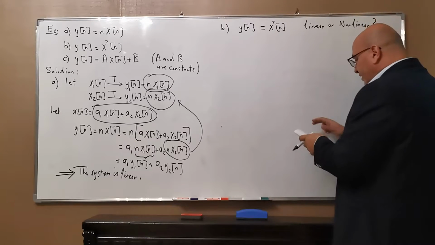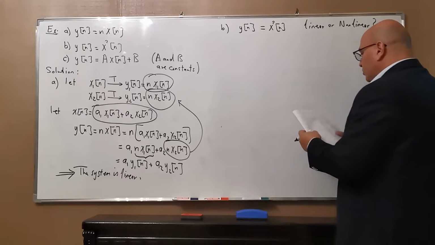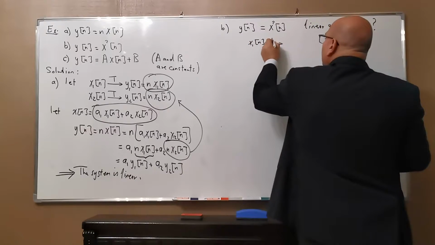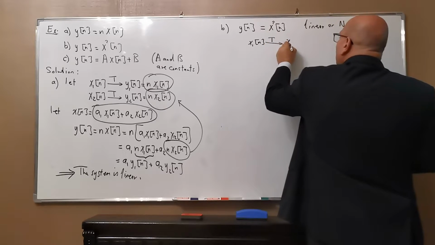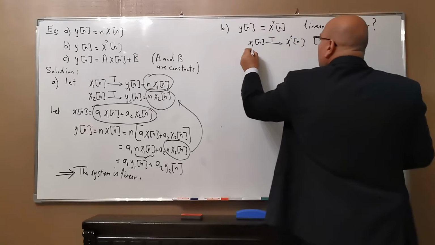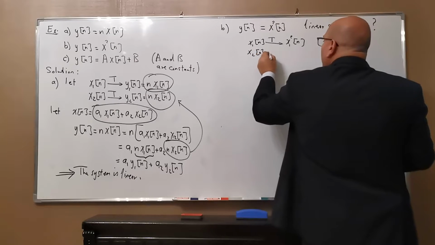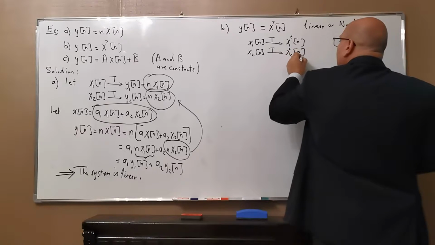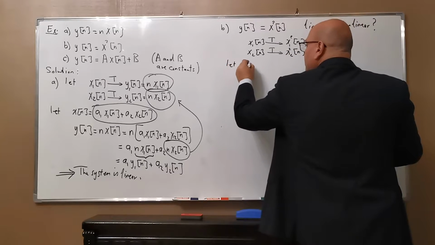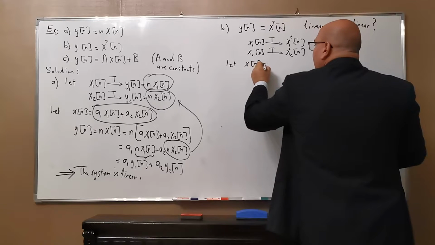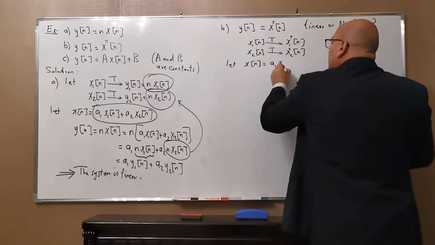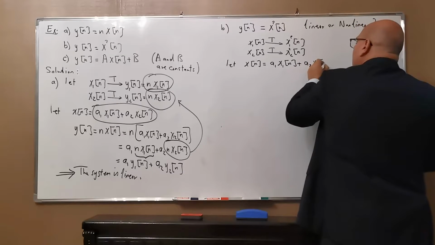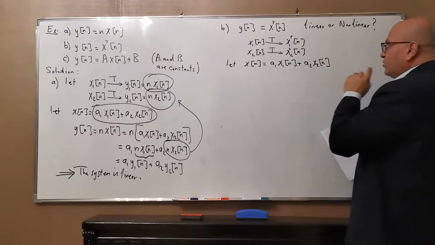So, take x1 to be an input to the system. So, x1 of n applied through the system to get x1 squared of n. x2 of n applied to the system, so we'll get x2 squared of n. And now we let x of n be a linear combination of those two inputs and apply it to the system.